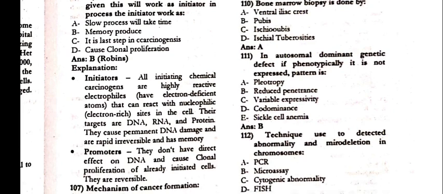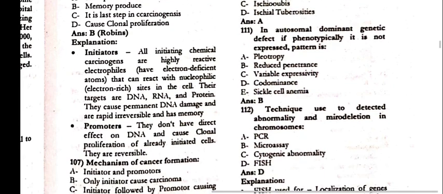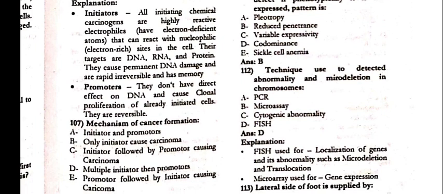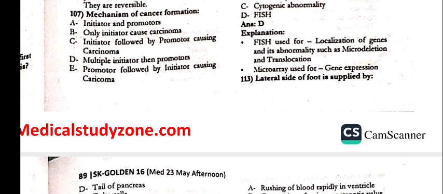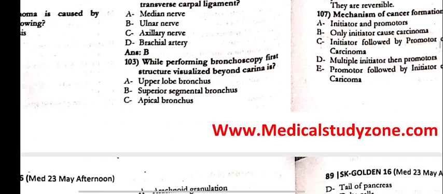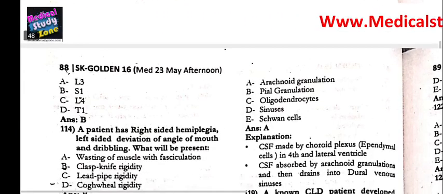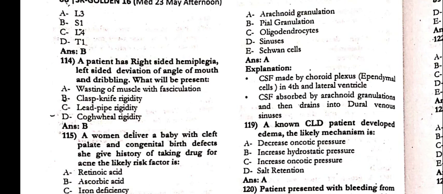111, an autosomal dominant genetic defect, if phenotypically it is not expressed, the pattern would be reduced penetrance. 112, the technique used to detect microdeletion of the chromosome is the FISH technique. Next, 113, the lateral side of the foot is supplied by S1. 114, the patient has right-sided hemiplegia, left-side deviation of angle of mouth and dribbling. What will be present? That is clasp-knife rigidity.